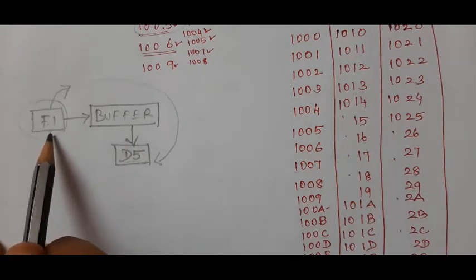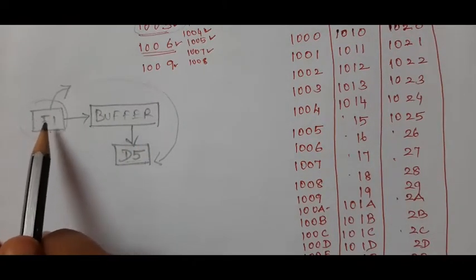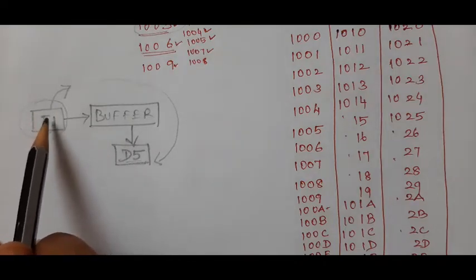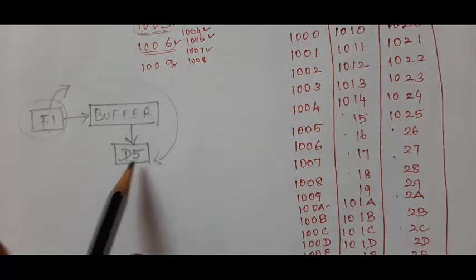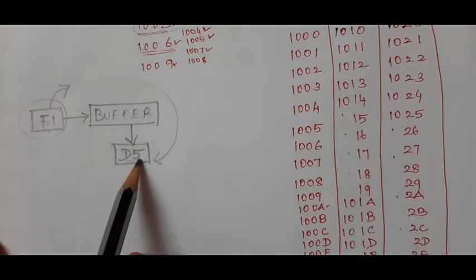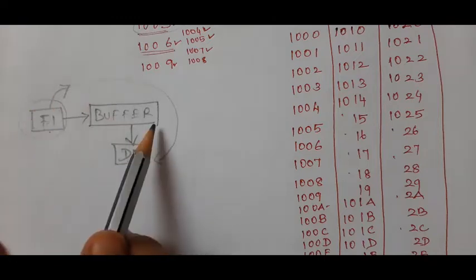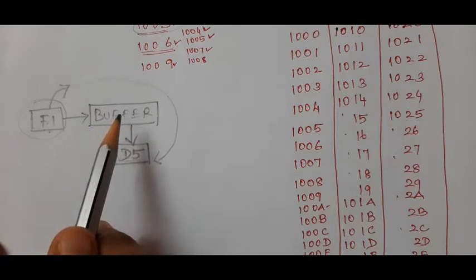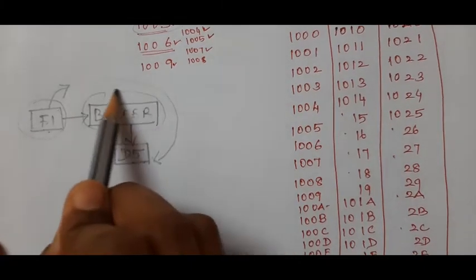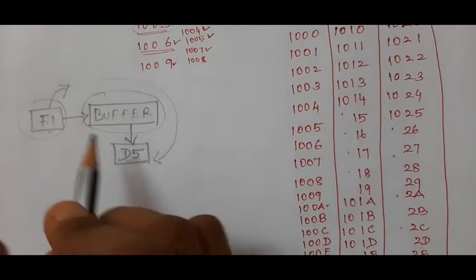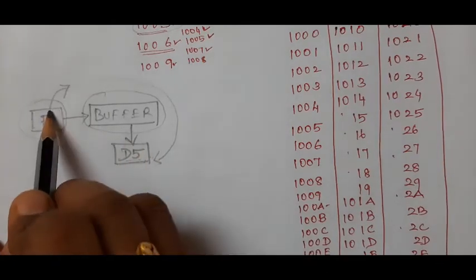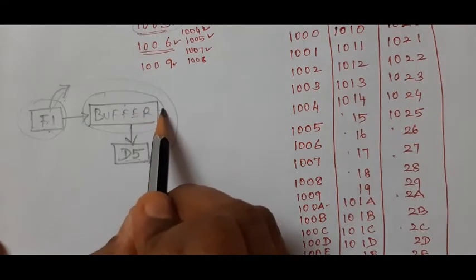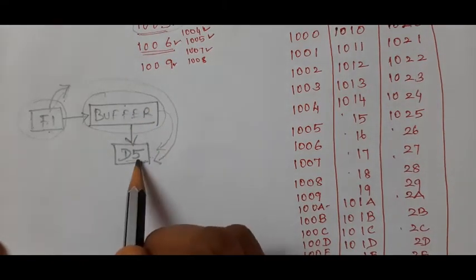I repeat, F1 is a device. You are reading the content or transferring the content from one device to another device called D5. When you transfer, you need a buffer to store the record or data. For that, you are using a buffer. So for reading and writing, you read from this device, store it into the buffer, and then you write the data to D5.